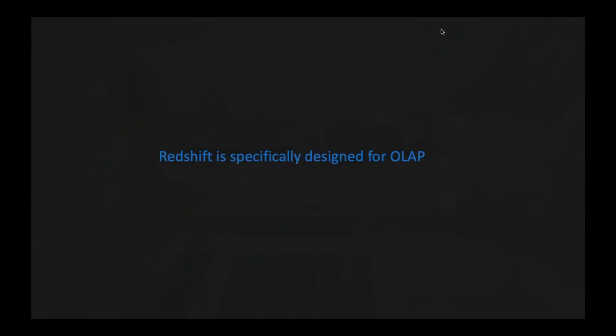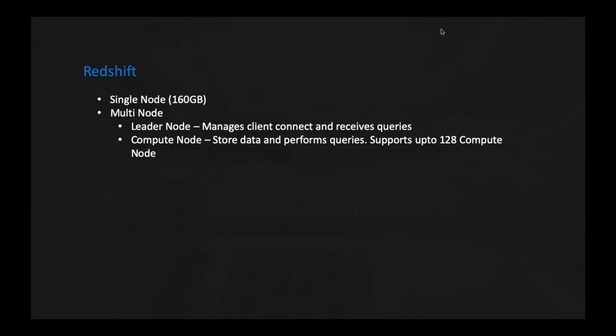Amazon Redshift is specifically designed for OLAP. Now there are two types of Redshift that you can create. First is a single node and second is a multi-node. A single node is something that if your database size is less than 160 GB, then you can go with a single node Redshift instance. But if your database size is more than 160 GB, then you need to go with a multi-node kind of project. So what happens in the multi-node?